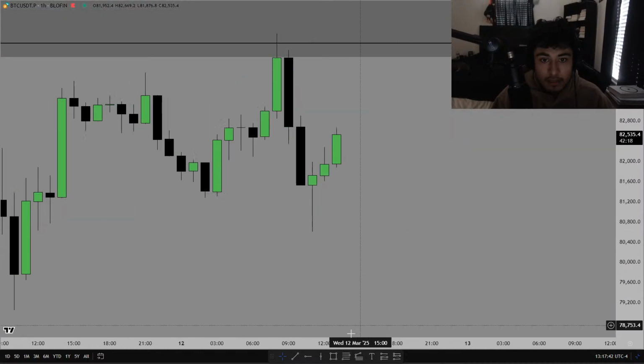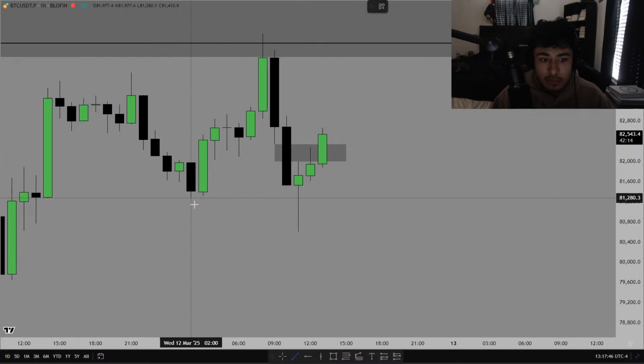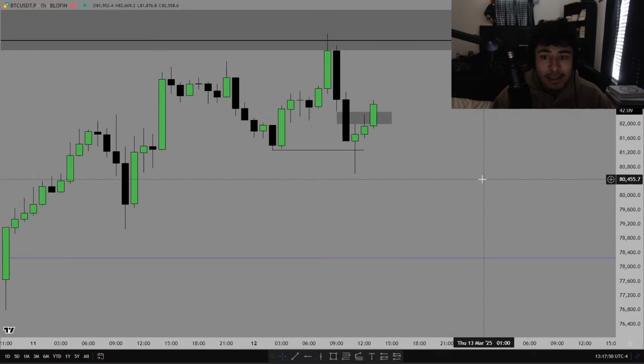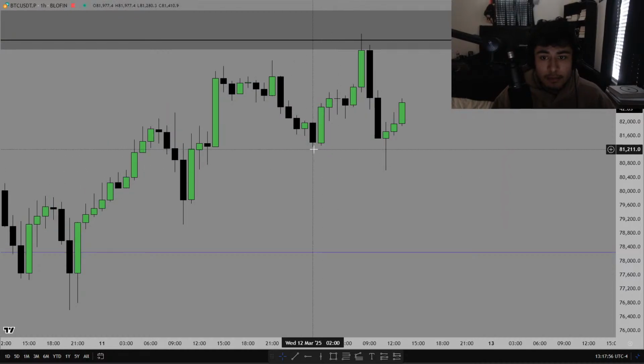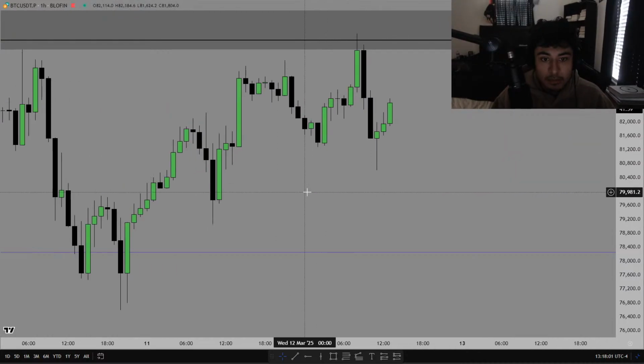And then on the 1H here, you can see again forming another inversion as of right now after sweeping the low, showing signs of not wanting to continue to the downside. If we did want to continue to the downside, this would have been respected, pushing us lower, breaking below this low, and of course closing. We didn't close, we just swept it. And again, more of a range bound market.